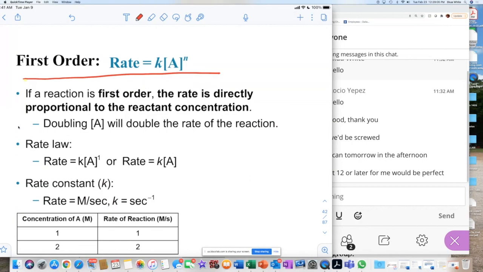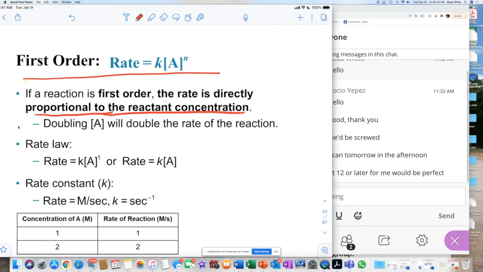Like I usually do, again starting with the general rate law: rate equals K, A raised to the power n. This is a general form. Look at everything else they gave. They can ask you to find the average rate, or to write a rate law. If a reaction is first order, the rate is directly proportional to the reactant concentration. So what they're saying here is what does the rate mean according to the reaction, and how it plays out.